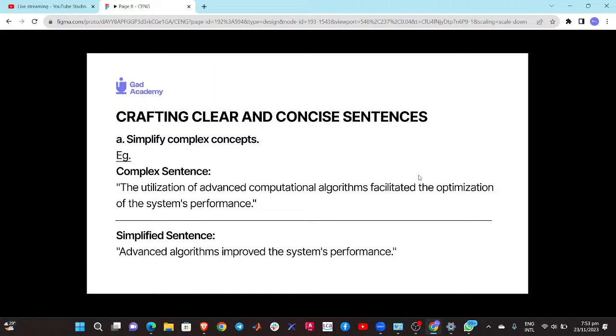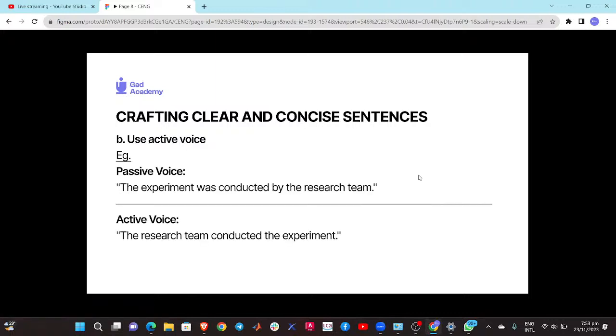So with the example on the slide, we can all see the complex sentence: the utilization of advanced computational algorithms facilitated the optimization of the system's performance. This is really bulky, this is really huge. But then in the simplified form, we have: advanced algorithms improved the system's performance. Saying it in this simple way will make the person know what you actually want to talk about in a straight way, without any complication.